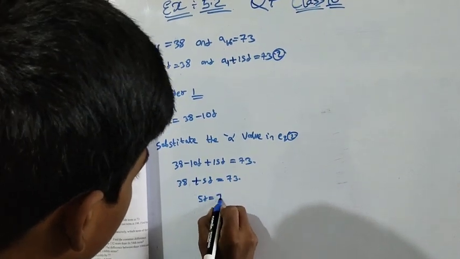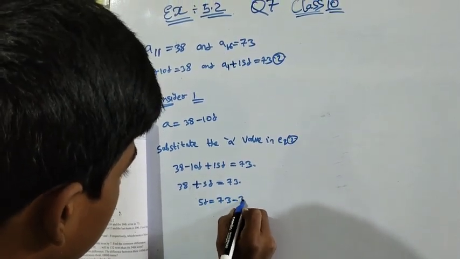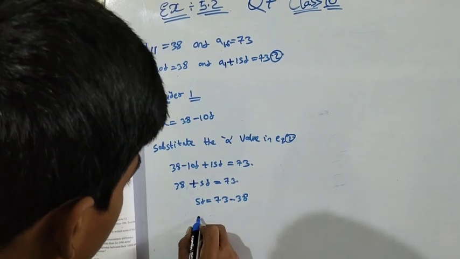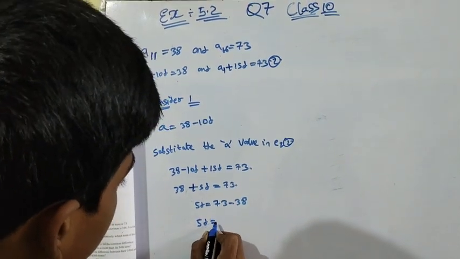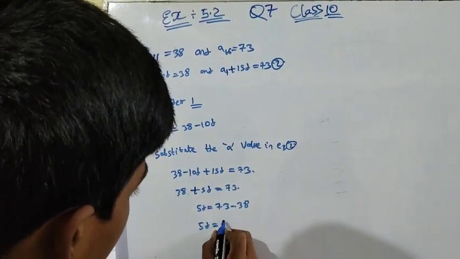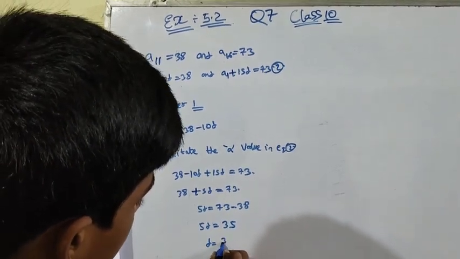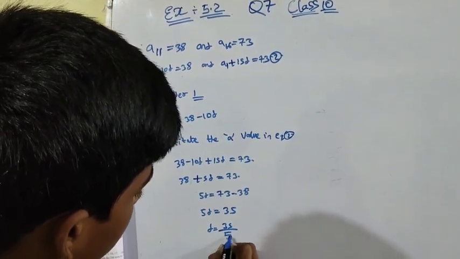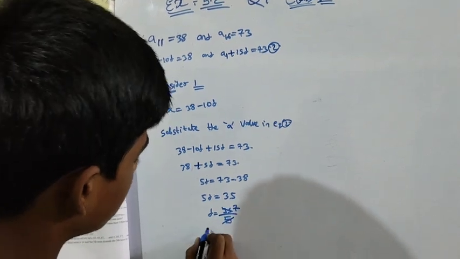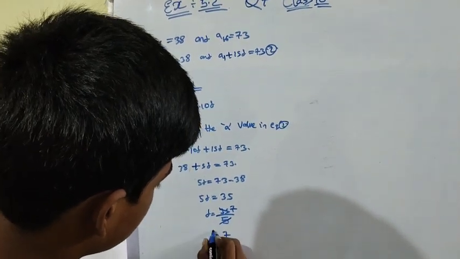5d is equal to 73 minus 38. 5d is equal to 35. d is equal to 35 by 5, which is 7. d is equal to 7.